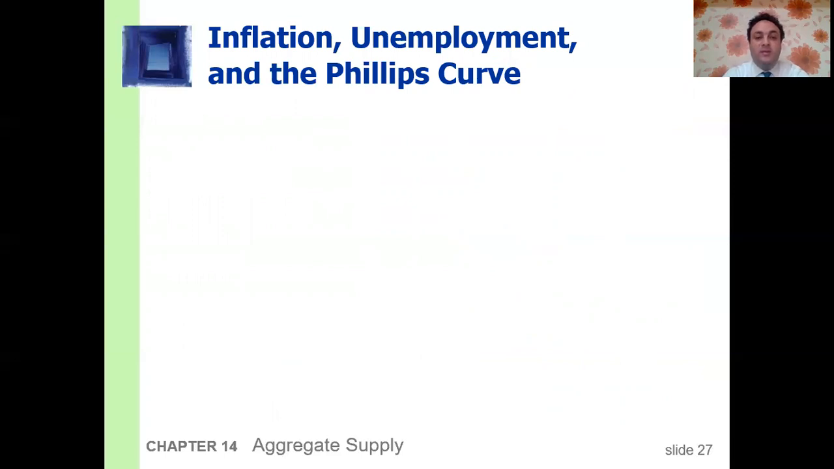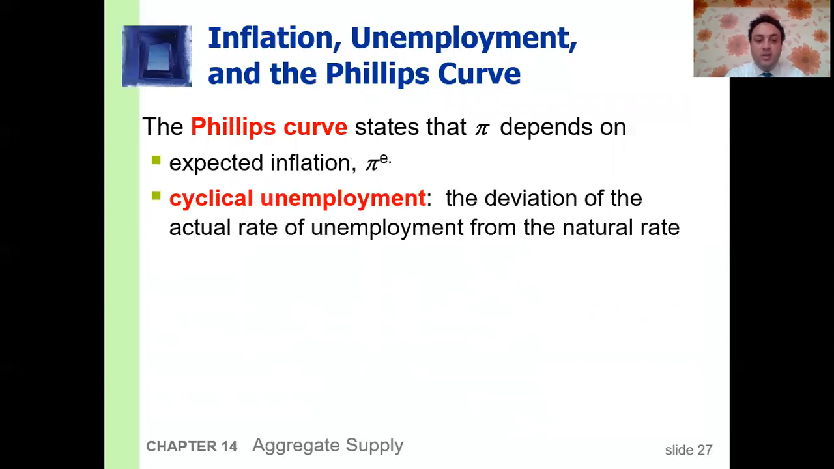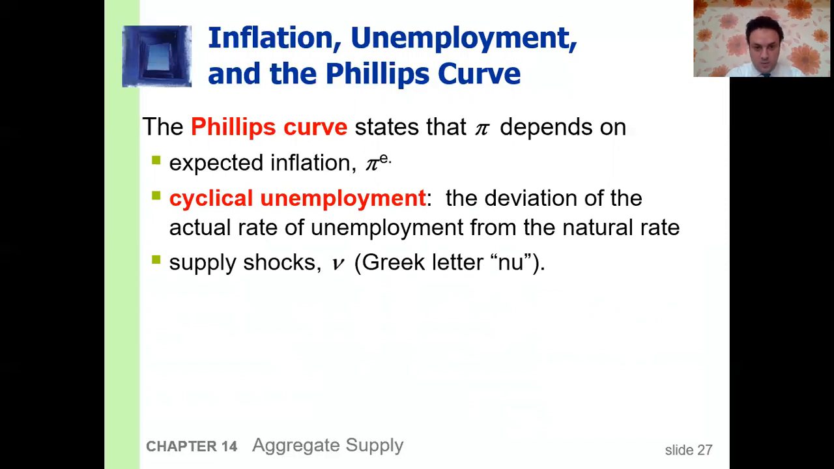Now let's talk about inflation and unemployment and the Phillips curve. The Phillips curve states that inflation depends on the expected inflation, the cyclical unemployment, which is the deviation of the actual rate of unemployment from the natural rate, and also the supply shocks, denoted with this Greek letter.